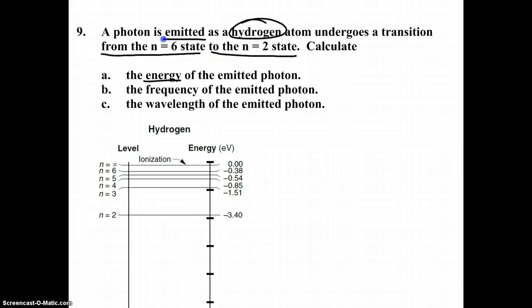Calculate the energy, that would be E of the emitted photon, the frequency of the emitted photon, and that would be f, and the wavelength of the emitted photon, and that would of course be lambda.